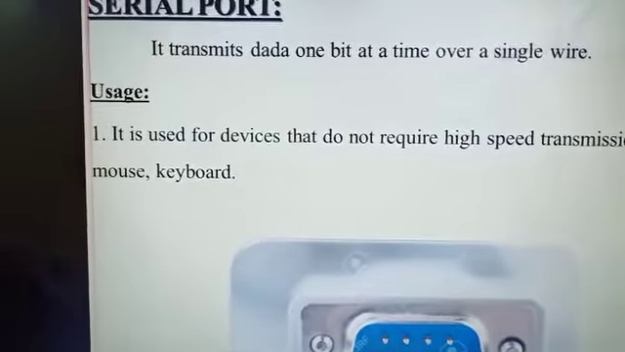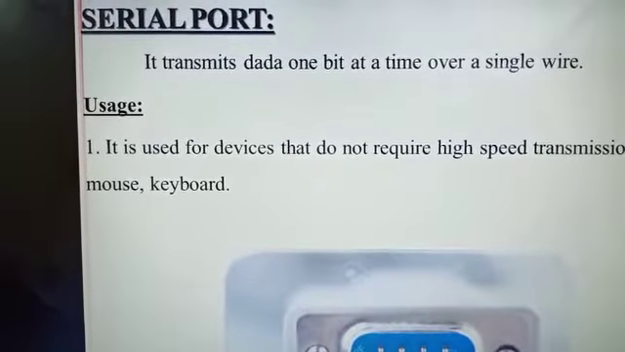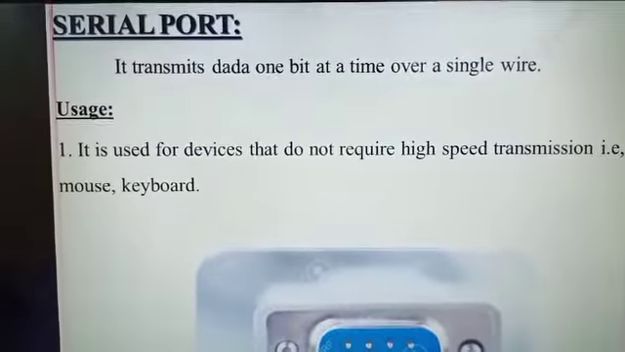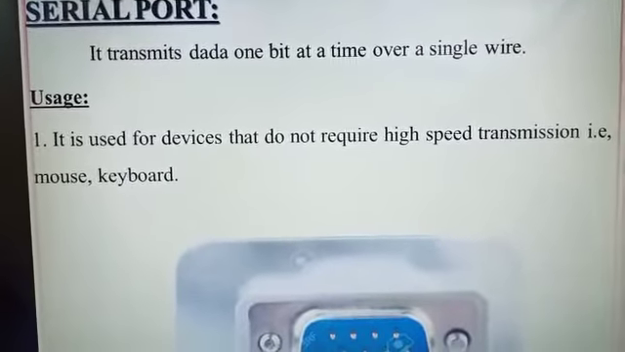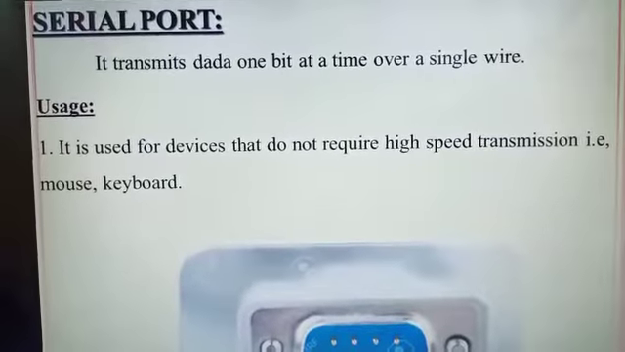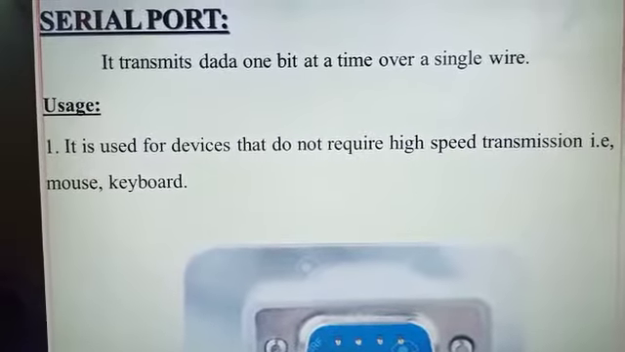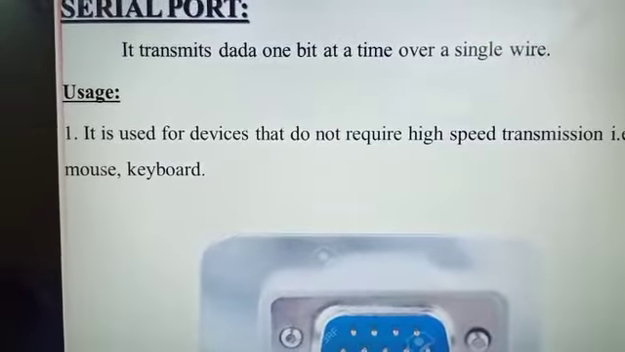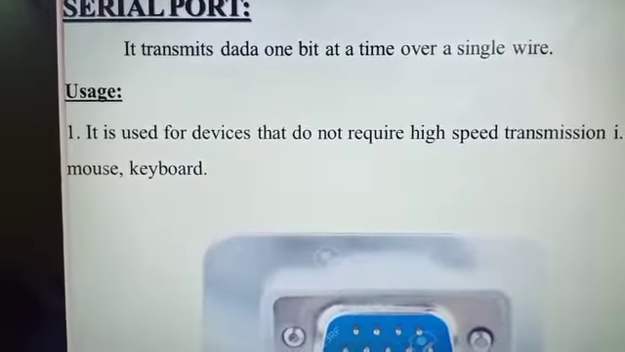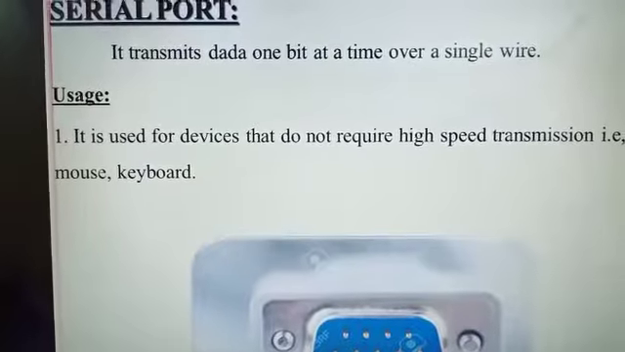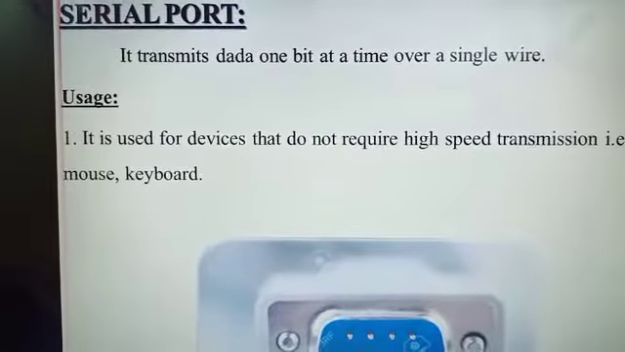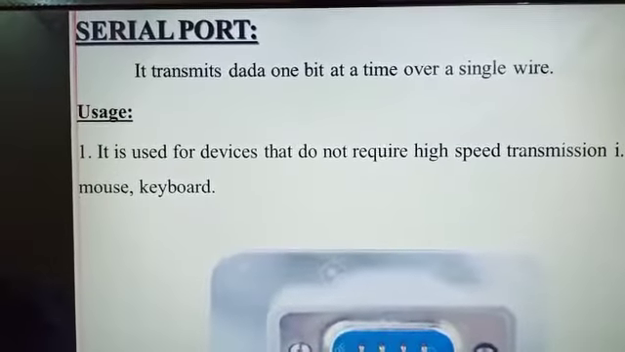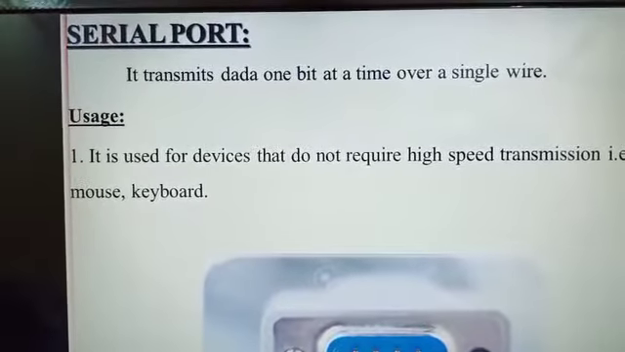See the first one. It is used for devices that do not require high-speed transmission, that is, mouse and keyboard. In a mouse or keyboard, we use one by one only. For example, you take a keyboard. We type the letters one by one only, not all together. Similarly, in a keyboard we use one click at a time. So this all takes a single bit. So this is used in the serial port.